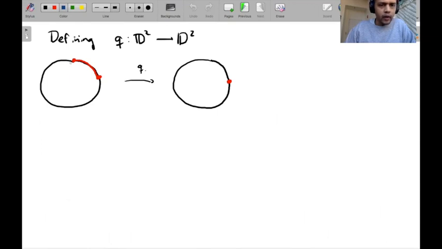So let's see what we want to do here. This portion of the boundary, we know where it must get mapped to. It must get mapped to this segment here.